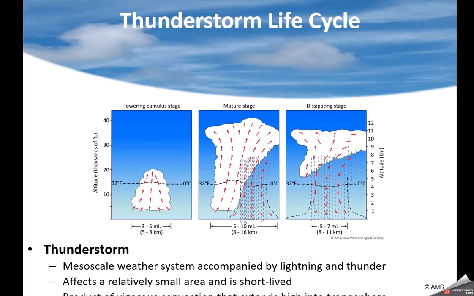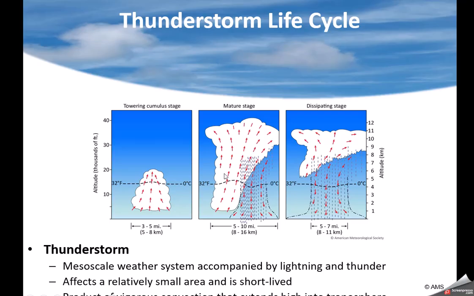So now that we've talked a little bit about tornadoes, let's start with the thunderstorm, the basis here. Thunderstorms are mesoscale systems. They're accompanied by lightning and thunder. That's the definition of a thunderstorm. So what happens is when you look outside, you'll see a towering cumulus cloud. All that towering cumulus cloud is all air going up. We talked about air parcels. That is an air parcel that's rising.